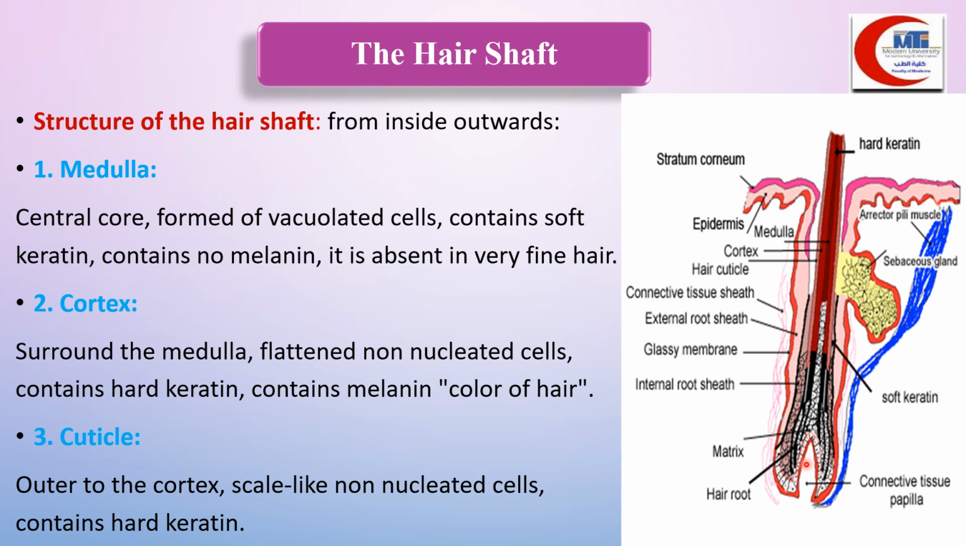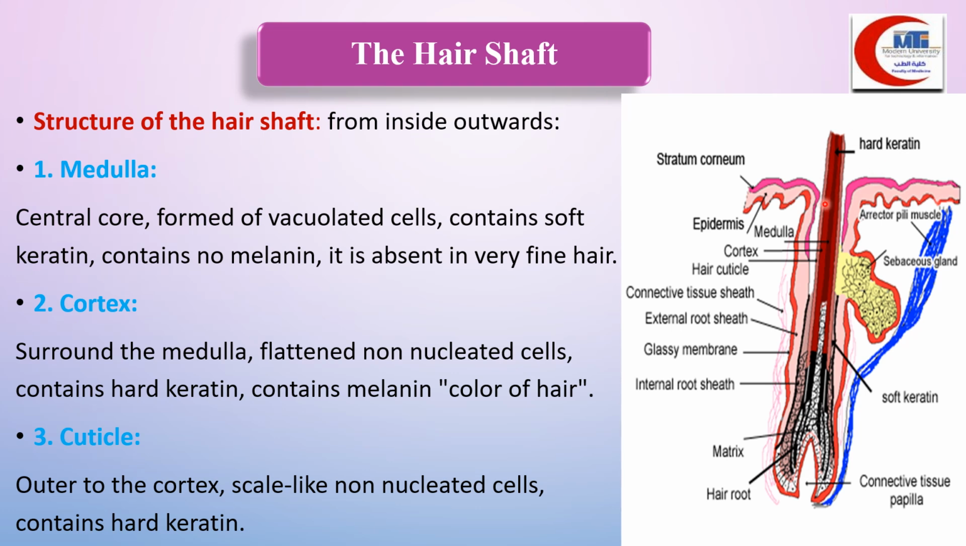Let's now learn the structure of the hair shaft. From inside outwards, it consists of three parts. The medulla is the central core, as we see in the picture. The medulla is formed of vacuolated cells and contains soft keratin, unlike that of the nail, the soft keratin like that of the epidermis, as there are two types of keratin, soft and hard keratin. The medulla contains no melanin, and it is absent in fine hair. In fine hair, there is no medulla.